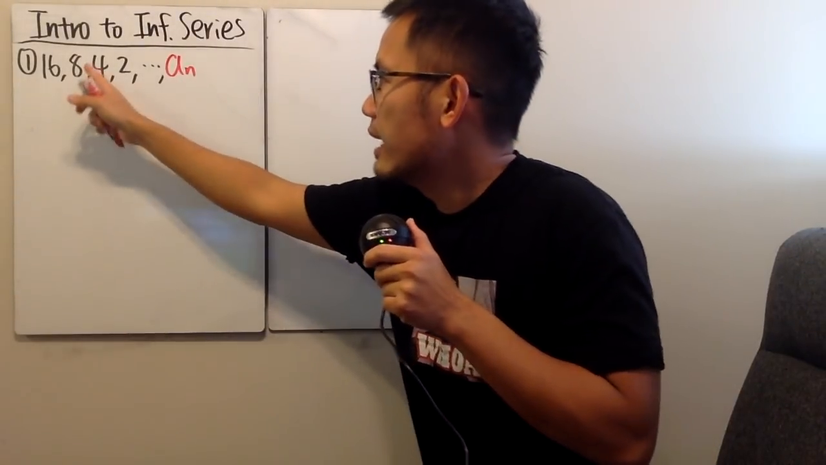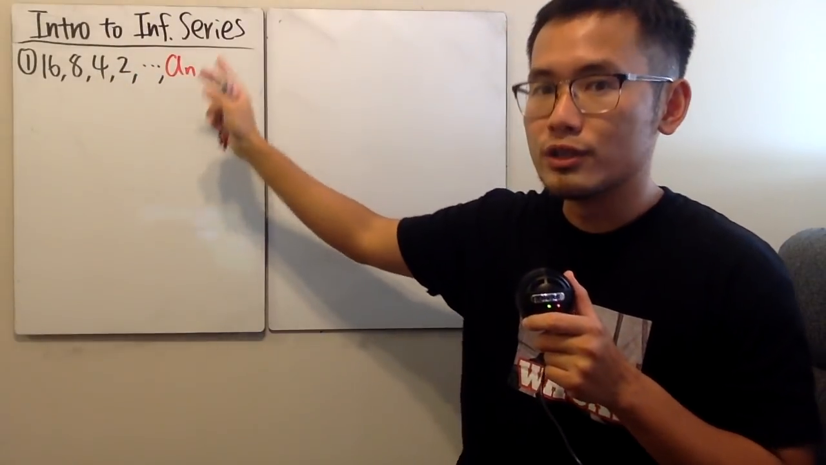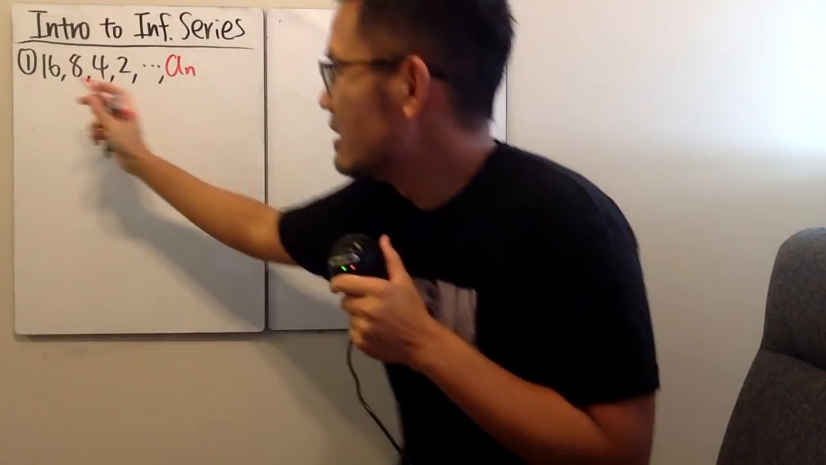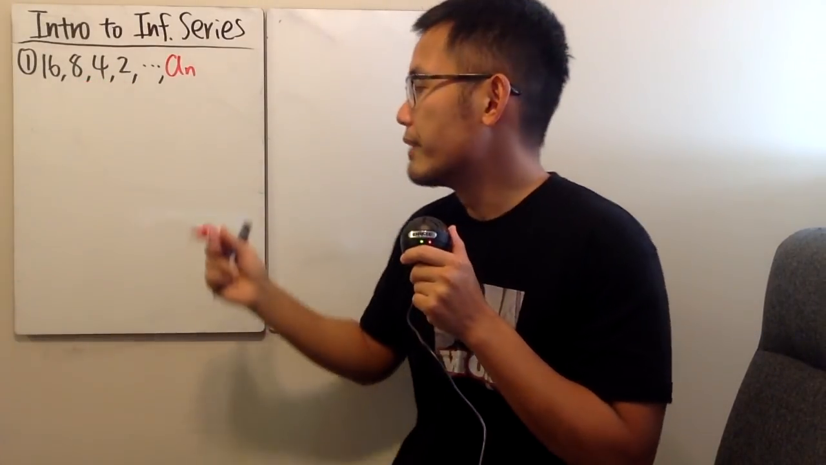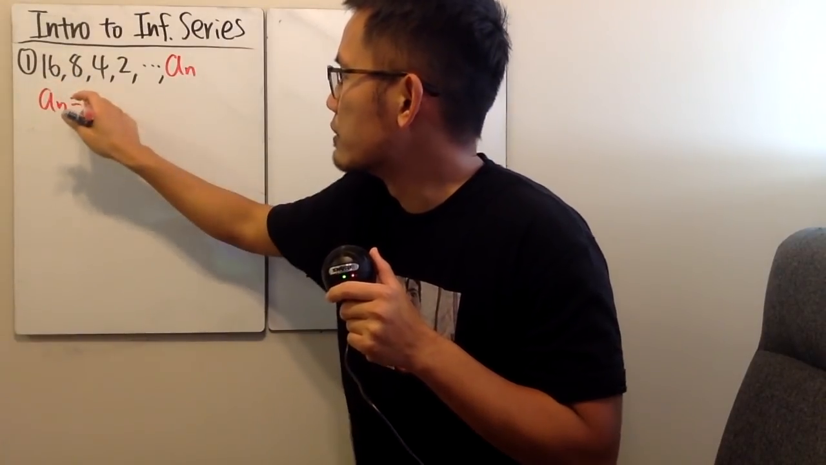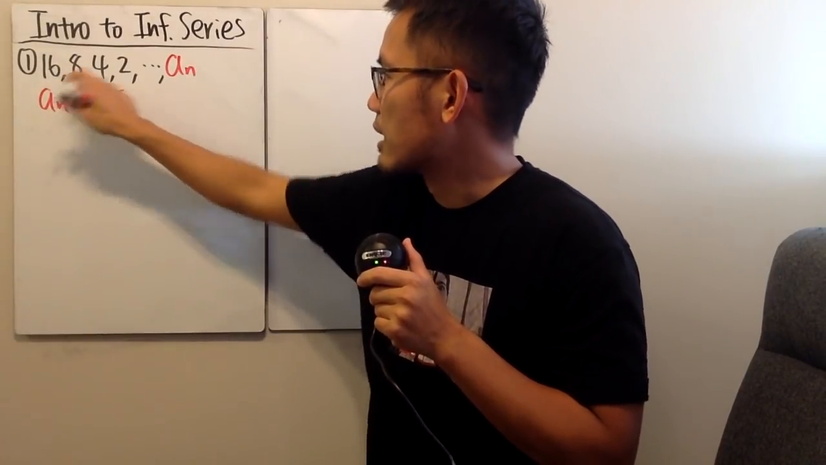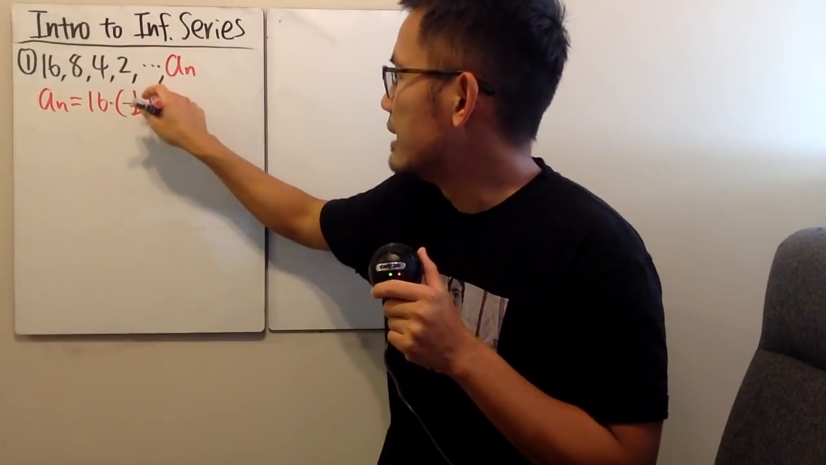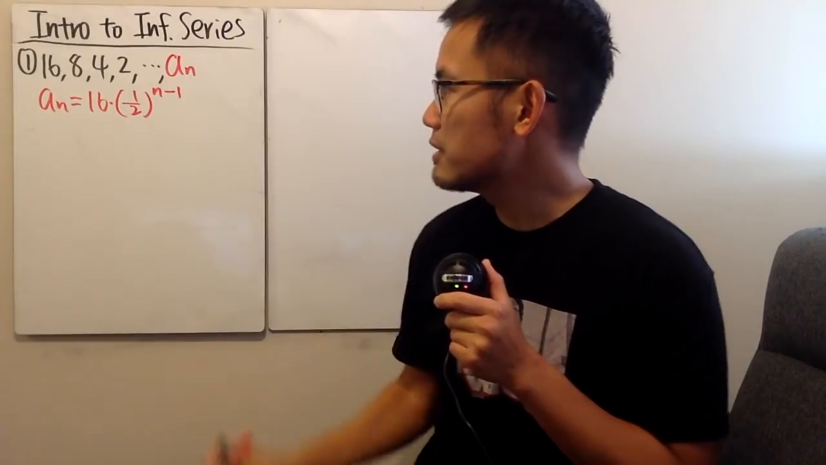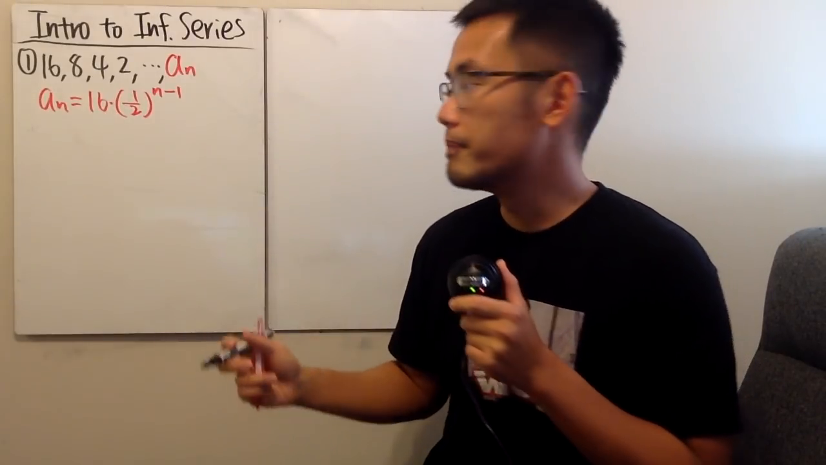We have 16, 8, 4, 2, and so on. This right here, we did it already, right? This is a geometric sequence. And we can, of course, write down a formula for that. An is equal to the first term, which is 16, times the common ratio, 1/2, raised to the n minus 1 power. That's it. And I'm not going to simplify it. Let me just leave it as it is.